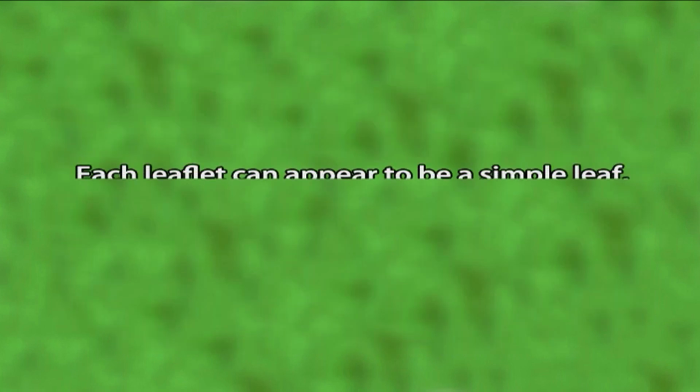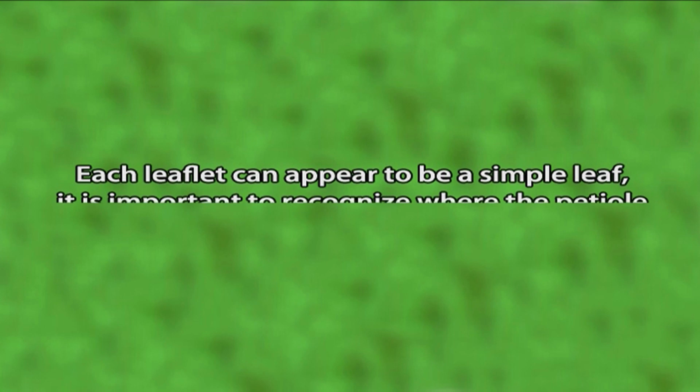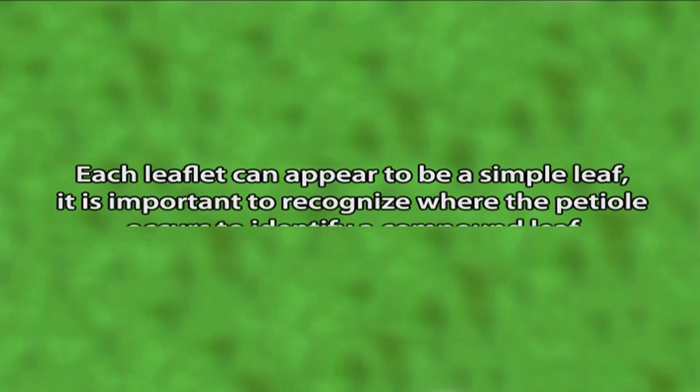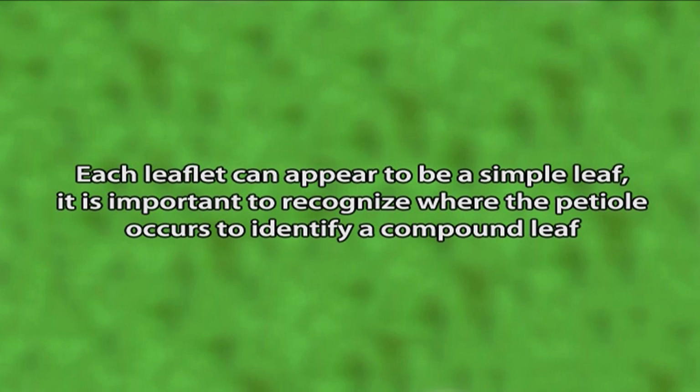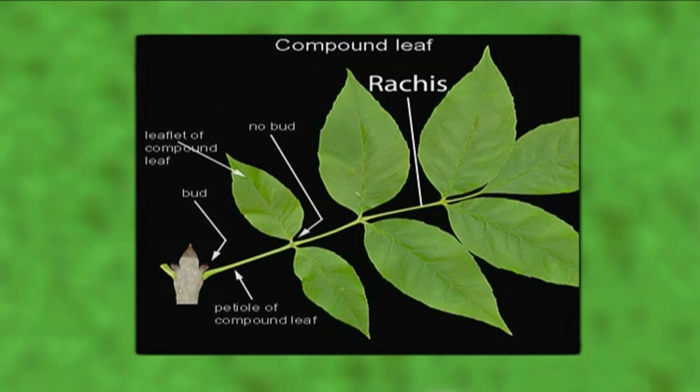Because each leaflet can appear to be a simple leaf, it is important to recognize where the petiole occurs to identify a compound leaf. Compound leaves are characteristically found in some families of higher plants, such as Fabaceae. The middle vein of a compound leaf or a frond is called the rachis. Following are some important types of compound leaves.